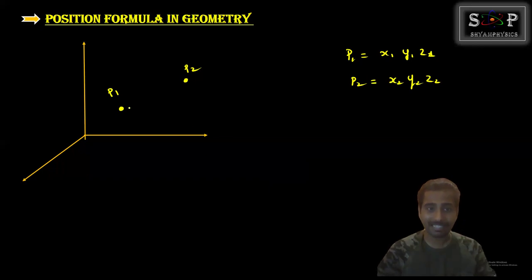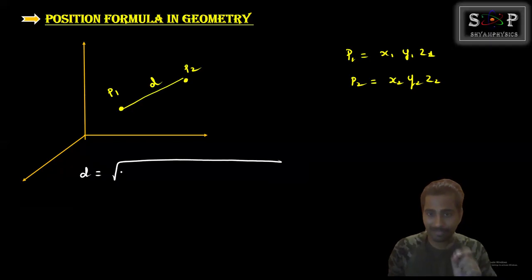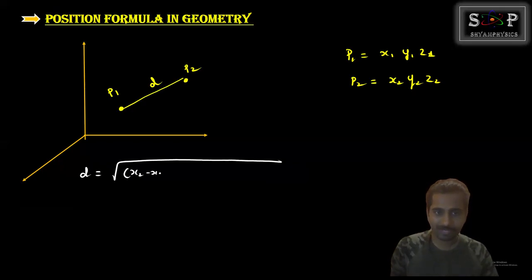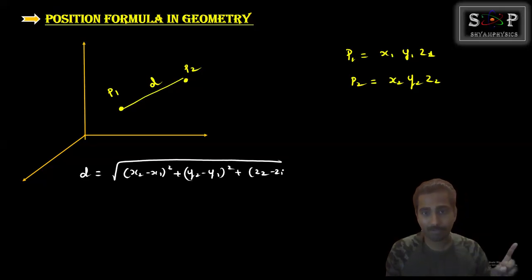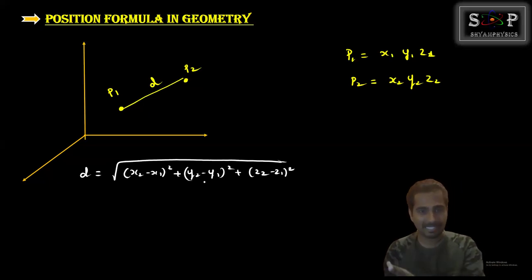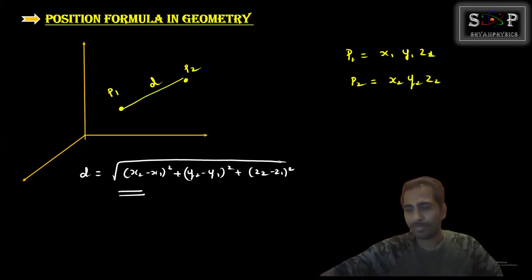In that case, if I want to calculate the distance traveled along the three axes, we write the formula like this. Distance equals the square root of, for the x-axis, x2 minus x1 whole square, for the y-axis, y2 minus y1 whole square, plus for the z-axis, z2 minus z1 whole square. These are the values for x, y, z separately. By using this format, we can calculate the distance. Hope it is clear.